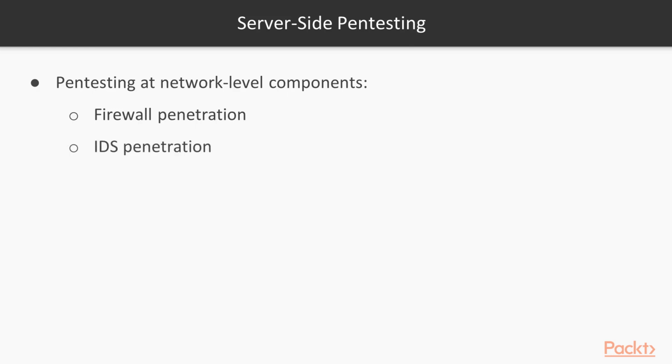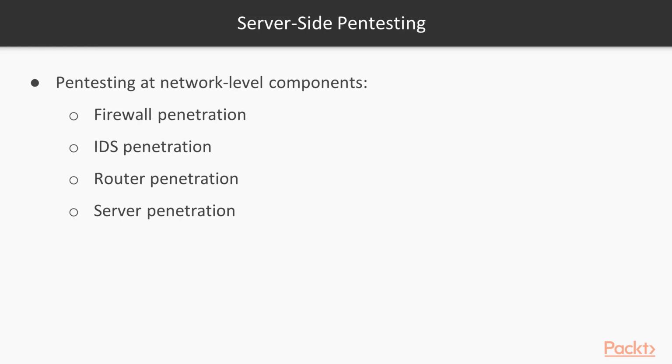IDS, the intrusion detection system, is always available at the server side, so penetrating it is server-side pen testing. Router pen testing: the router is also available on the network side, so if you try to penetrate a router, it will be called server-side pen testing. Or directly a server. If you have a server and you try to pen test it to find out the loopholes or weaknesses inside it, that is also considered server-side pen testing.